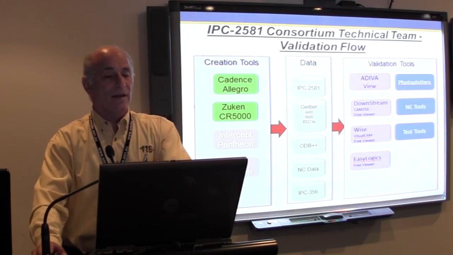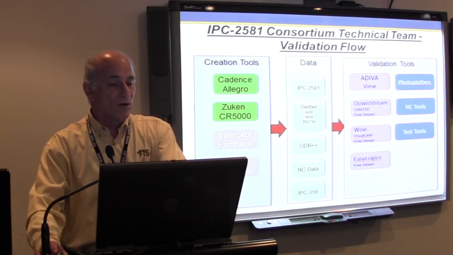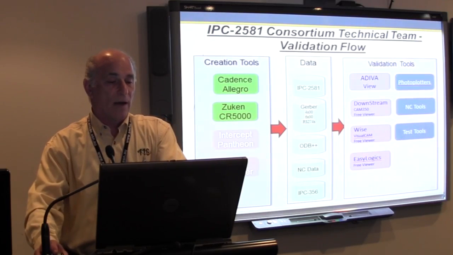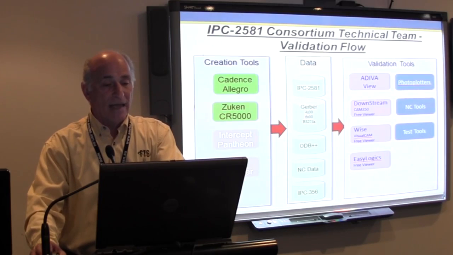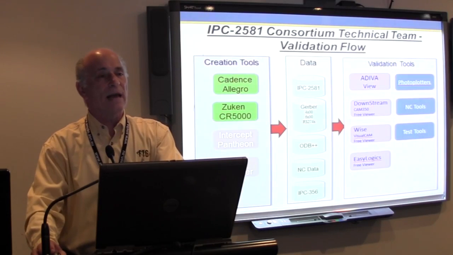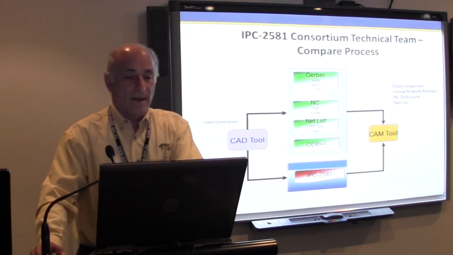And that team validation flow starts from the creation tools, whether it be Cadence Allegro, Zuken, Intercept, or Altair, whatever it may be. They will output the files in Gerber, 2581, ODB++, all the files, and then the validation tools from Adiva or Wise downstream, those guys will actually read the data in and see if it works, see if it's doing the right thing, okay?